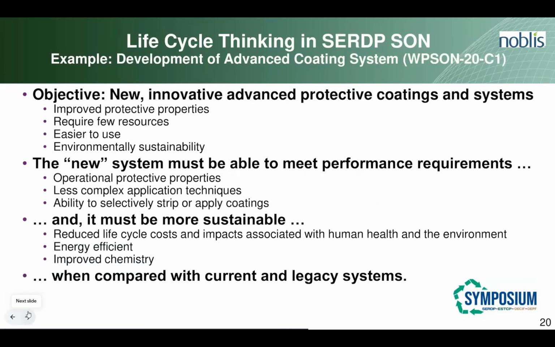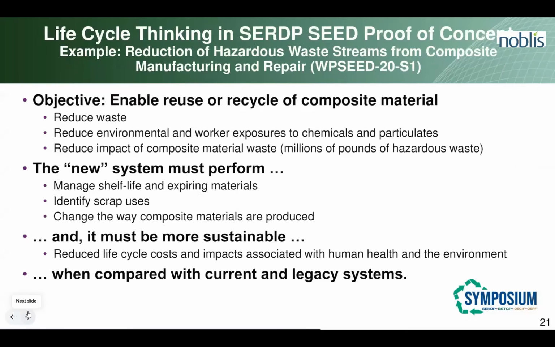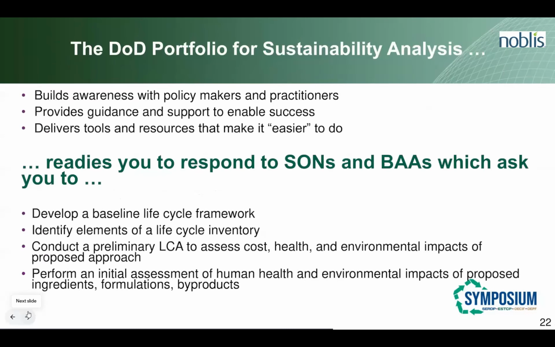We have a few other examples that you can read at your leisure, but all these SONs have similar language about: do this thing, but do it in a way that reduces costs, reduces environmental costs, that's energy efficient, et cetera. This sort of language shows up, and it's great because it gets you thinking at the design stage about the lock-in costs down the line. So this was advanced coatings. Here's reduction of hazardous waste streams, et cetera, but a similar kind of language. We still need to reduce the life cycle costs and impacts. So the tools that Emma will talk about, that we'll talk about also in the interactive session, can help you do that.